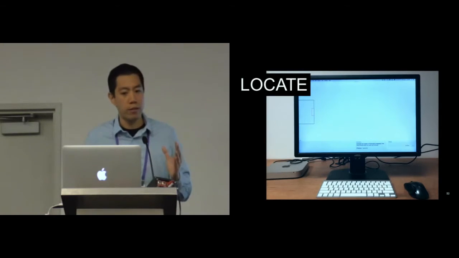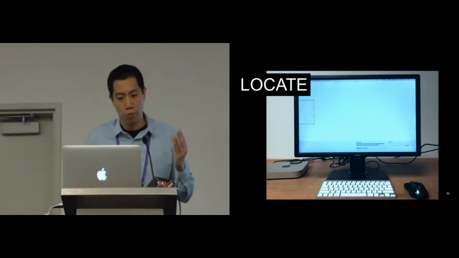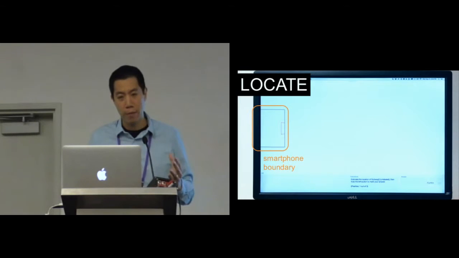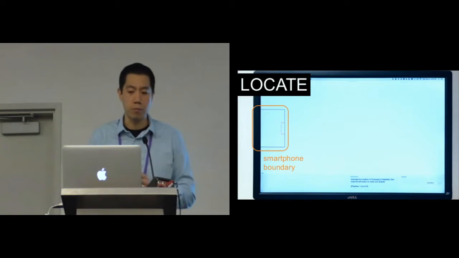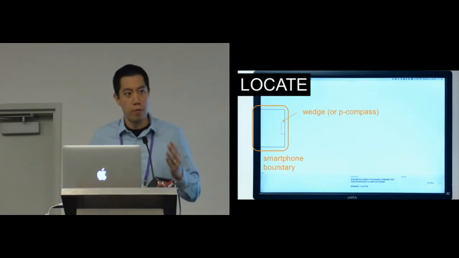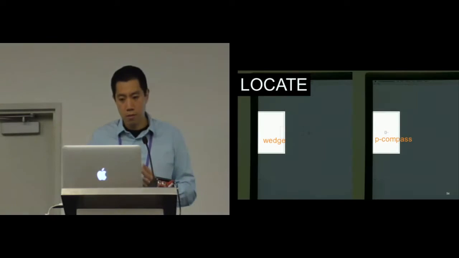Locate is adapted from an existing study. To match the setting in the existing study, this task was performed using an emulated smartphone on a desktop monitor. In this task, the participant sees a wireframe indicating the boundary of a smartphone display, and also sees a visualization indicating the location of the off-screen subway station. The participant's task is to estimate the location of the subway station and to mark the answer with a mouse cursor.